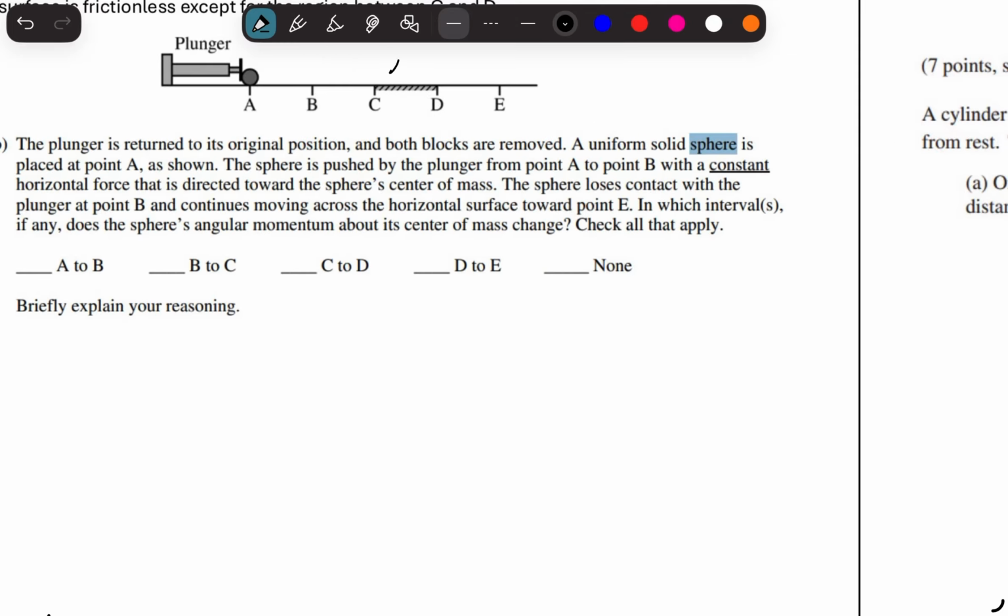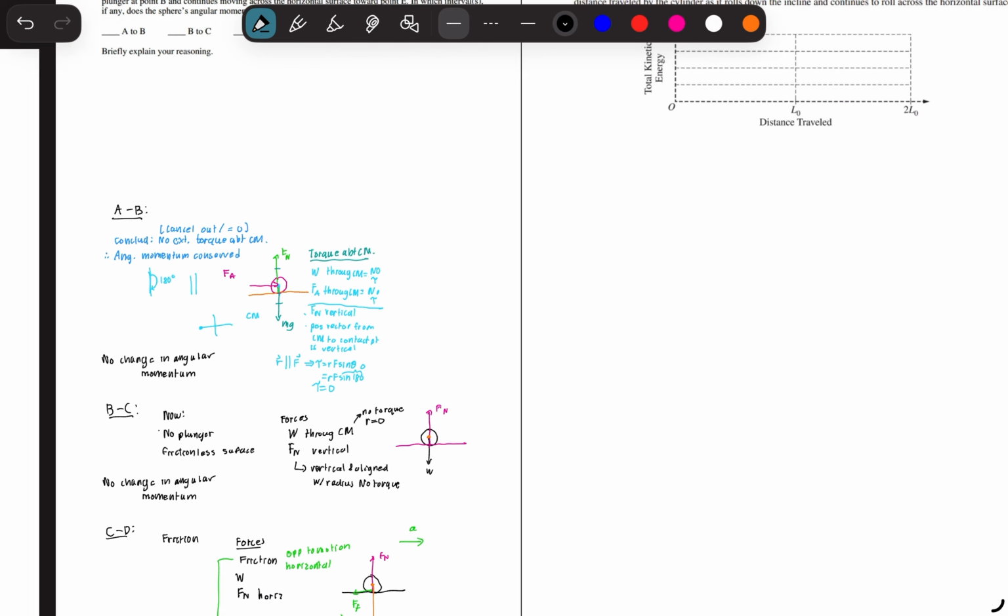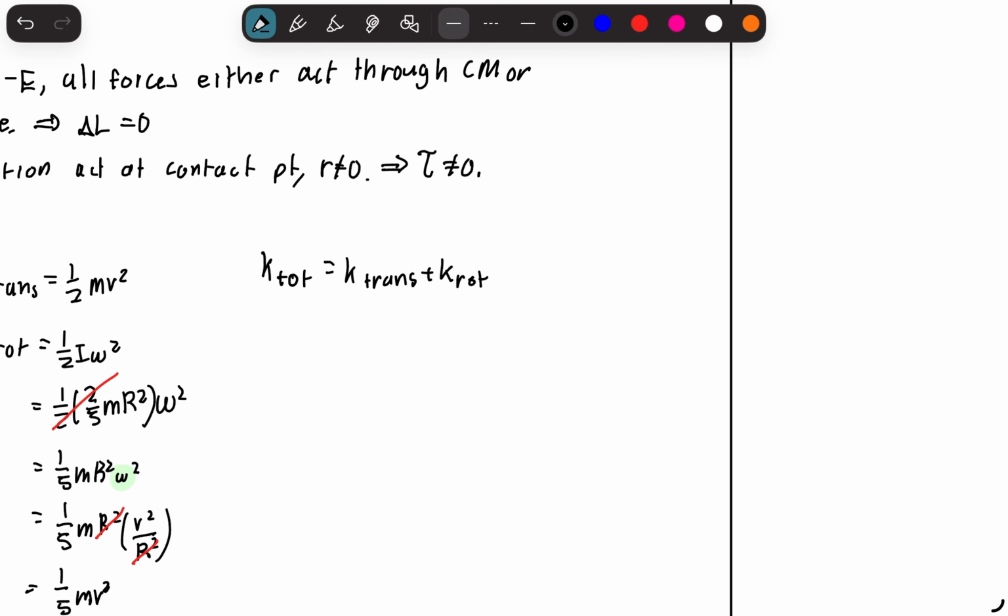So during this was the only part where we had mu. So going back to solving for our total, our translational kinetic energy was 1/2 mv squared, and our rotational was 1/5 mv squared. We need to get a common denominator, so you have 5/10 mv squared plus 2/10 mv squared, and your total kinetic energy is 7/10 mv squared for a solid sphere.